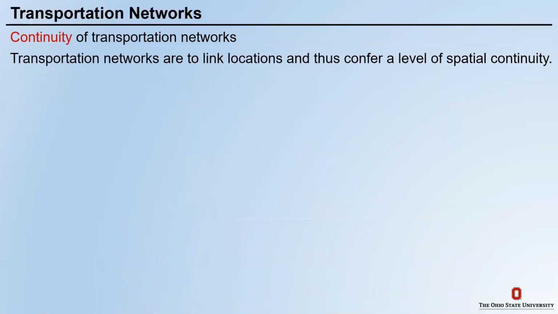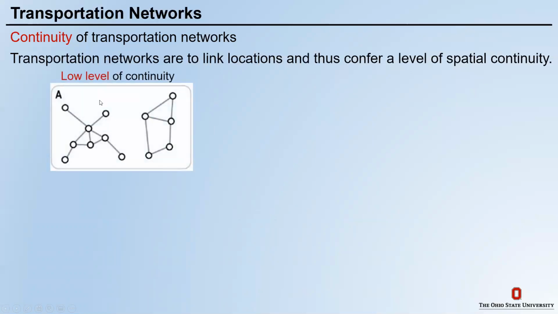I did not list continuity at the very beginning of this lecture as an aspect of transportation networks because I personally think that continuity is a part of topology. Why? I will show you examples. Transportation networks are to link locations and thus confer a level of spatial continuity.